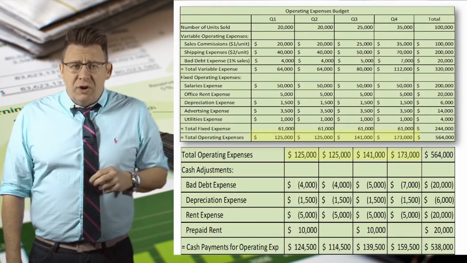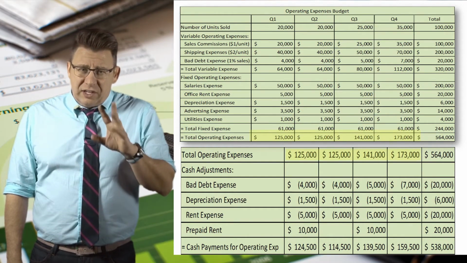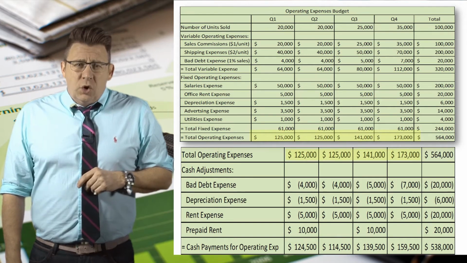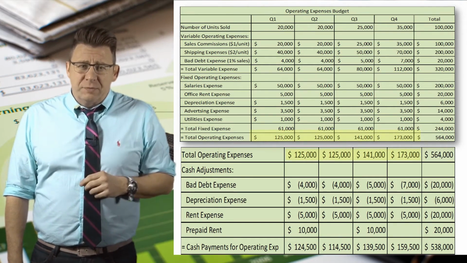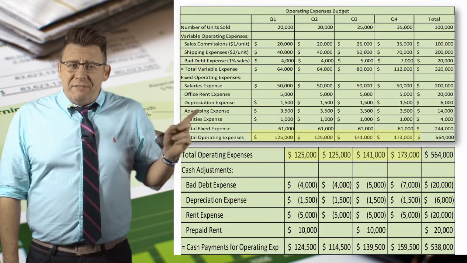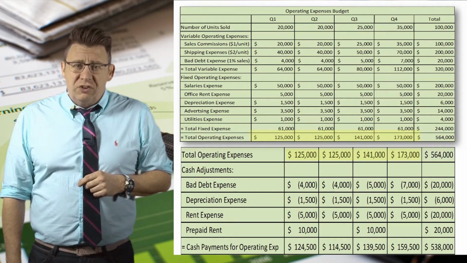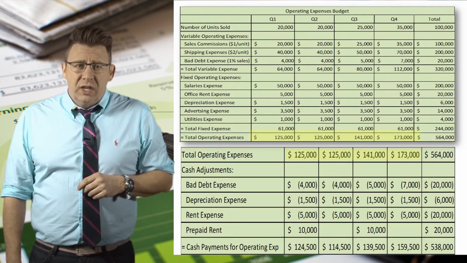The amount paid for operating expenses are calculations similar to what we just did for the manufacturing overhead. We start with the total cost of operating expenses from the operating expenses budget. Then I've added back the amounts for bad debt expense and for depreciation expense, since they are not cash expenditures.